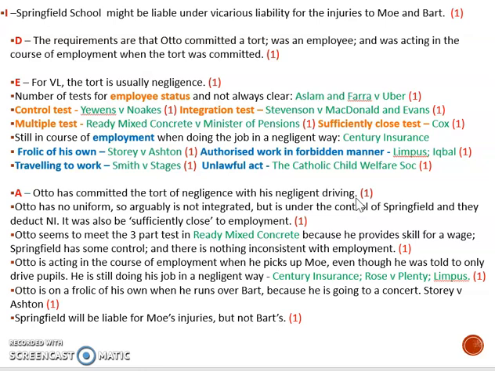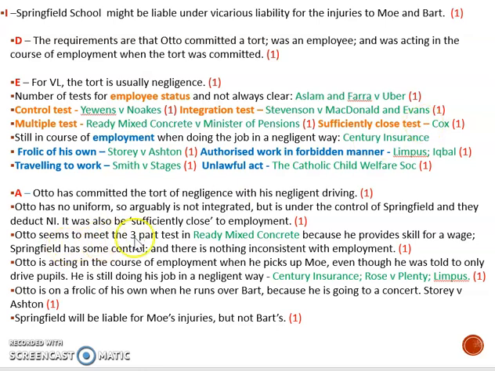And if we were doing a full scenario here, i.e. not just looking at a mini scenario, you would do all of the law on negligence first of all, and then all of the law on vicarious liability. Then I'm going through whether I think he's an employee or not. So Otto has no uniform, so this doesn't seem to meet the integration test from Stevenson and McDonald. But he does seem to be under the control of Springfield because they pay him, they deduct national insurance, and it seems it's also sufficiently close to employment, as in the cases of Cox and Aslam.